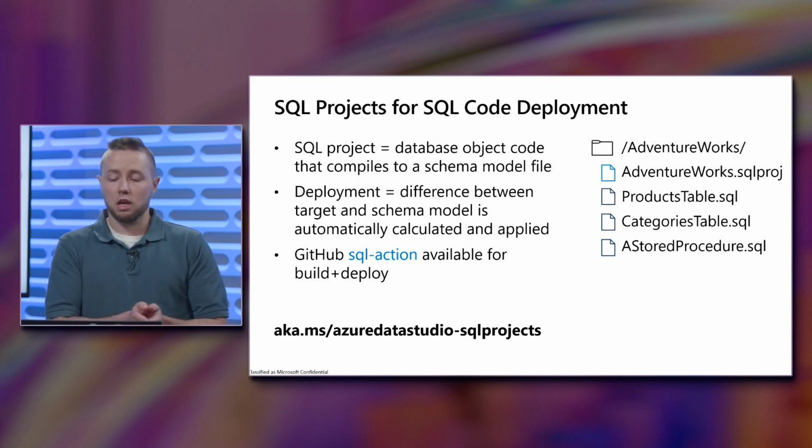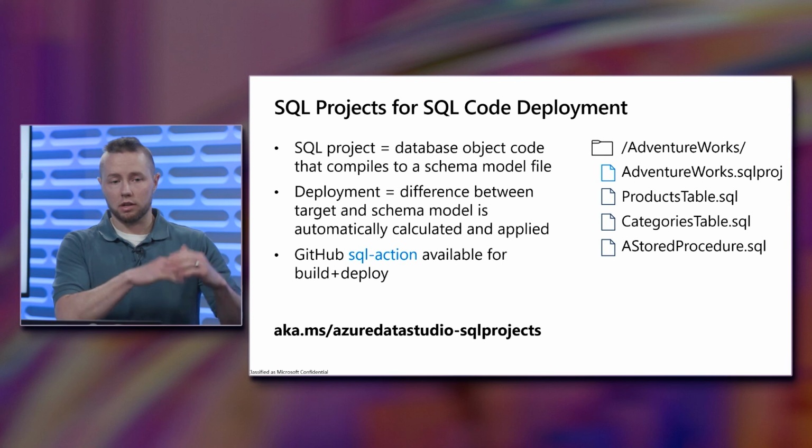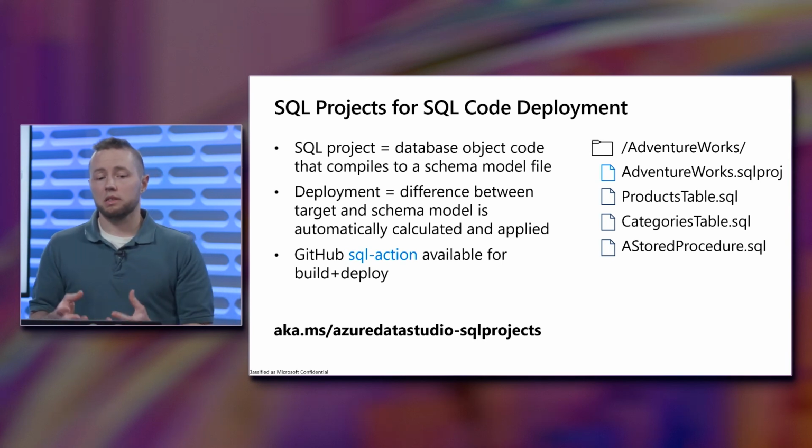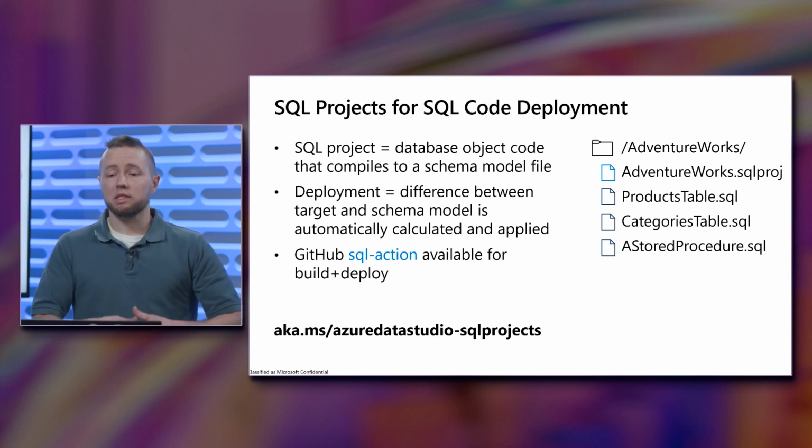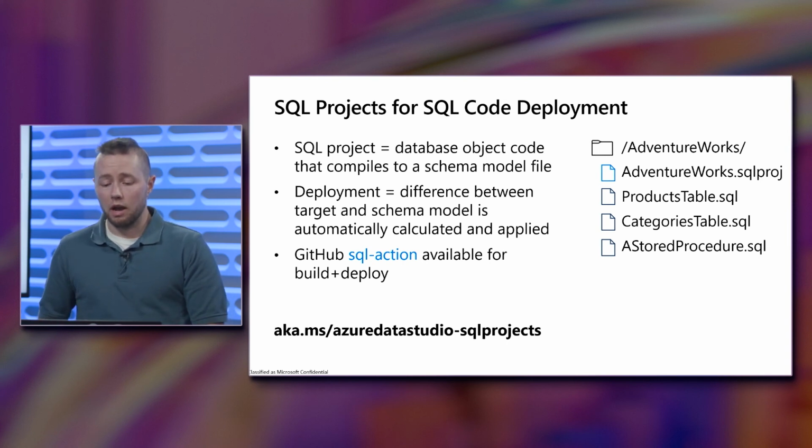So what happens is, if you build your SQL project and then deploy it, the difference between the SQL project's schema model and the database that exists is calculated for you. So if a table needs to have a column added, instead of trying to recreate the table all over again, the tooling is smart enough just to add that one column. Well, you don't have to worry about that. You can use SQL projects in VS Code, Azure Data Studio, and Visual Studio. And with GitHub, the SQL action is available that manages both the build and deploy for you.